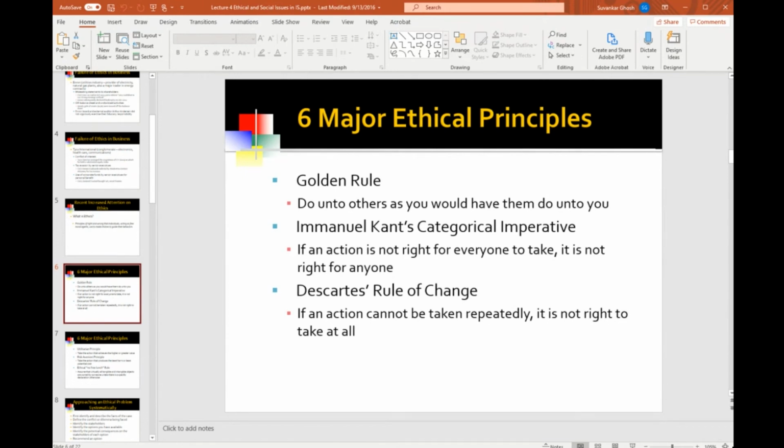Which means you can certainly apply the golden rule here. Yes, Facebook's going out and collecting. Well, would the CEO of Facebook like it if people are doing that to him? So yeah, the golden rule applies.